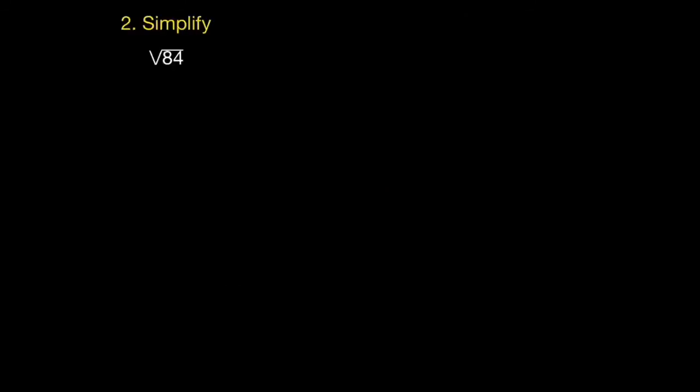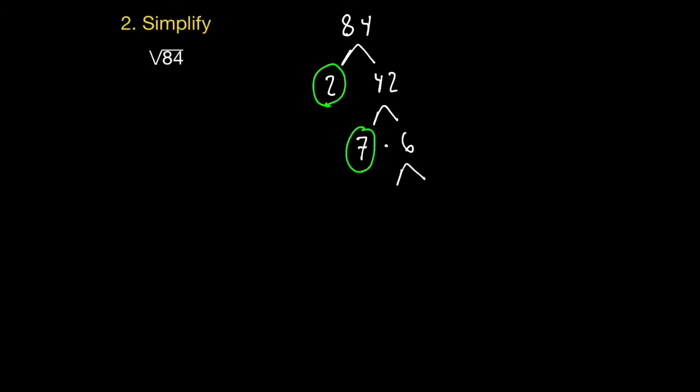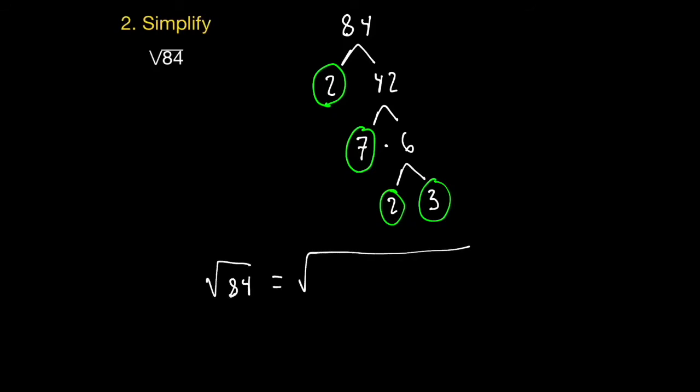Let's look at example number 2, simplify the square root of 84. I'll begin by getting the prime factorization of 84, so I need to find a pair of numbers that when you multiply them together, they'll give you 84. Here I'll use 2 times 42, and I can immediately circle the 2 since 2 is prime. 42, I can break that down into a 7 times a 6. The 7 is also prime, and the 6, I can simplify as 2 times 3. And now I have the prime factorization. I can rewrite the square root of 84 as the square root, and here I want to get pairs.